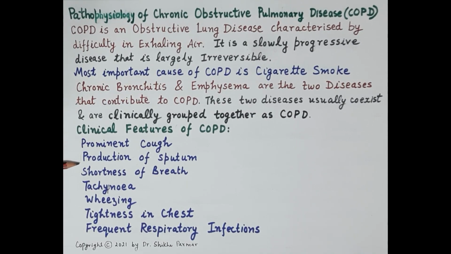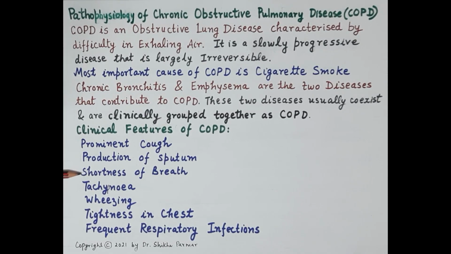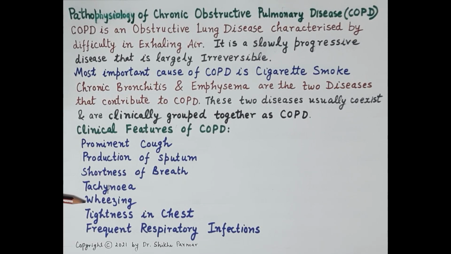Then production of sputum due to excessive secretion of mucus. Shortness of breath due to narrowing of airway lumen, due to the destruction of alveolar wall, and due to the destruction of supporting tissue. Then tachypnea, which is rapid breathing, and it occurs as a compensatory mechanism to compensate for the lack of oxygen. Then wheezing is heard as the air is forced out through the narrowed bronchial lumen or the narrowed alveolar ducts. Then tightness in the chest because of bronchoconstriction due to the difficulty in breathing.